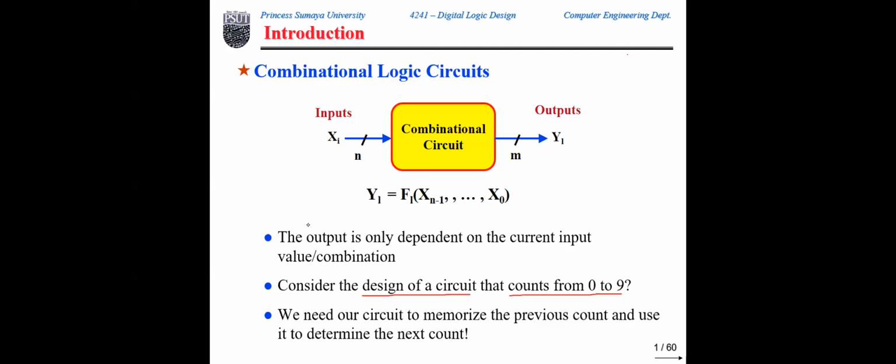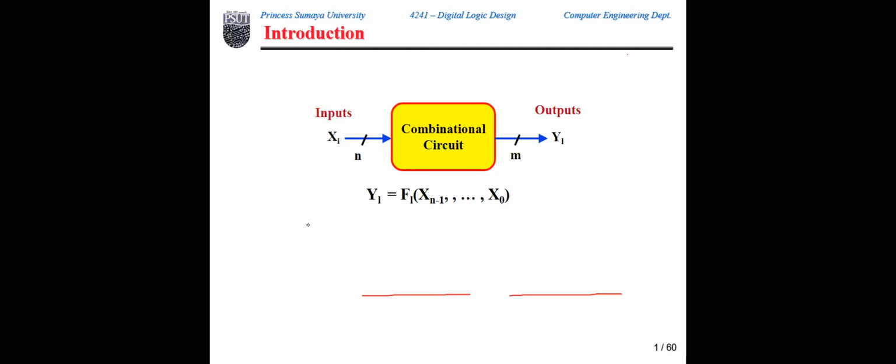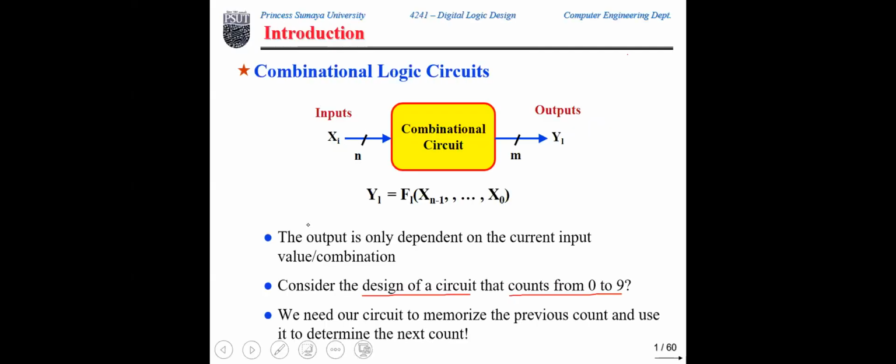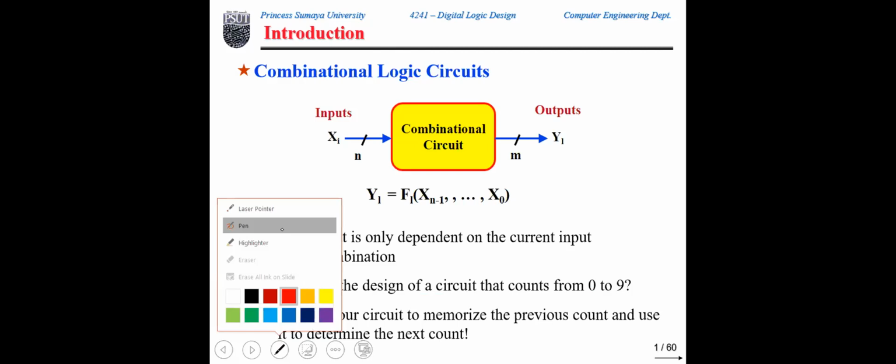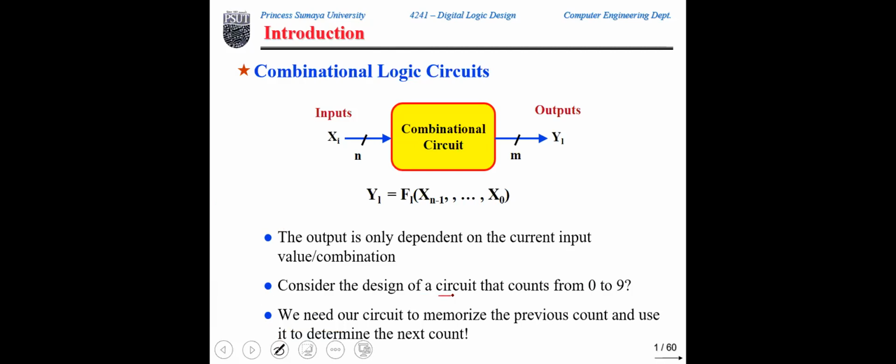So basically, to design this counter circuit, we need to add another component to the combinational logic circuit, which is a component that can memorize. In this example, what do I want to memorize? Basically the current count value. Now, based on the current count value and the current input, I can calculate the next count value.